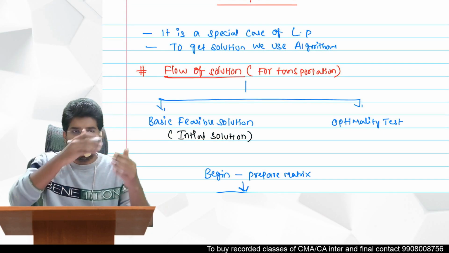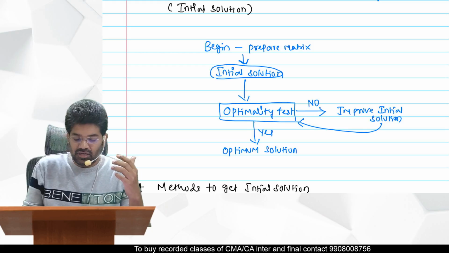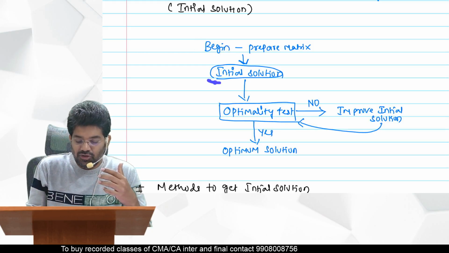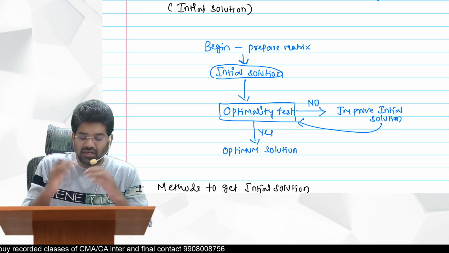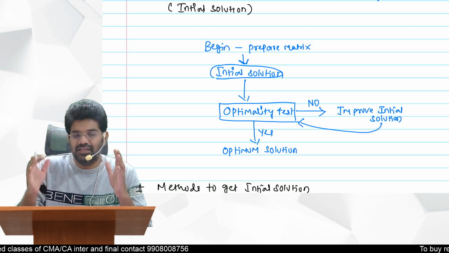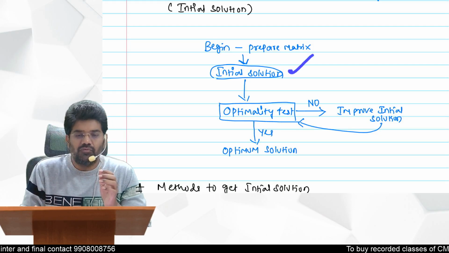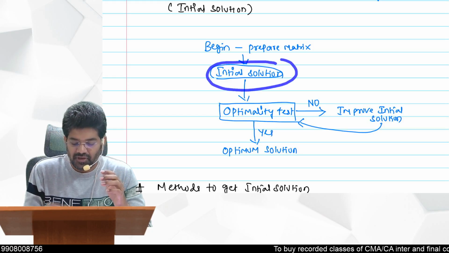So how the solution will flow, first you should understand here. This is how the solution will flow. Begin, start. Then get the solution. Solution is nothing but how many units I need to transport. That is called the initial solution or the basic solution. This is the first thing we are going to do whenever we are doing a transportation problem: the initial solution we have to do.